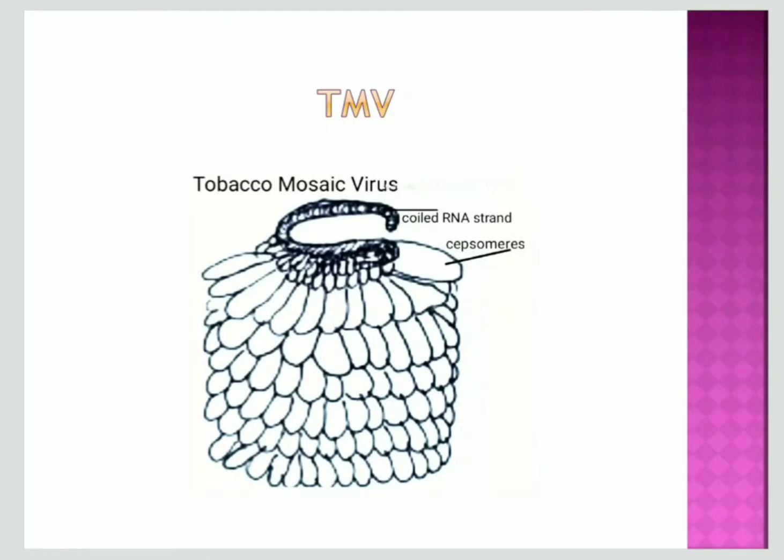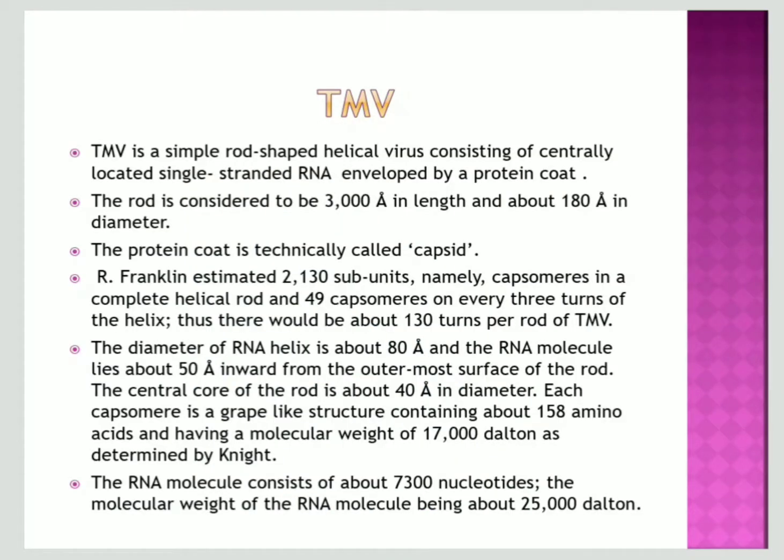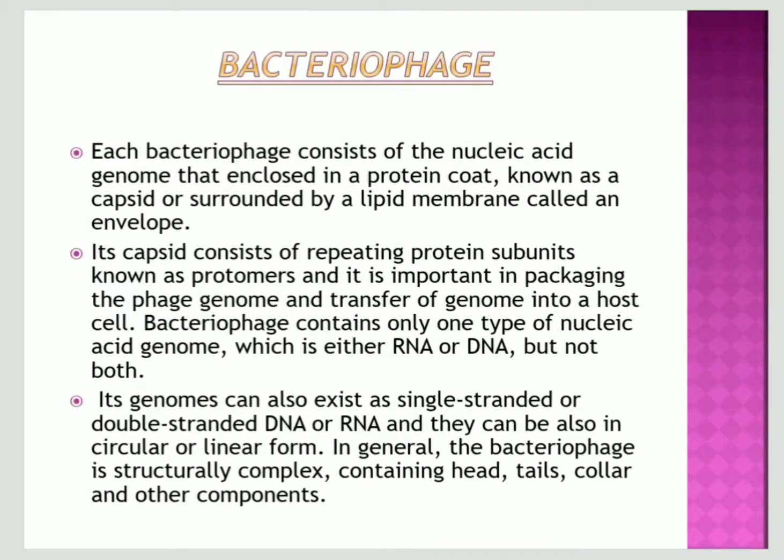According to him, the centrally located coiled RNA is the genetic material in this. In the capsomere helical rod, 49 capsomeres are in every 3 turns of the helix. That would be about 130 turns per rod of the TMV. The diameter of the RNA helix is about 80 angstroms, and the RNA molecule lies about 50 angstroms inward from the outermost surface of the rod. The central core is about 40 angstroms. Each capsomere is a grape-like structure containing about 158 amino acids, because they are made up of proteins.